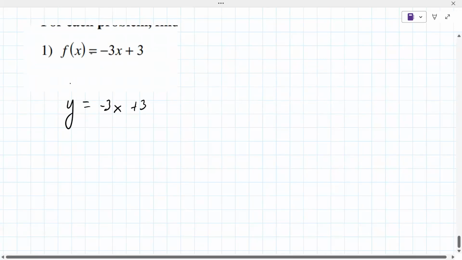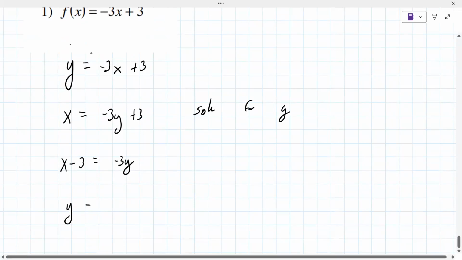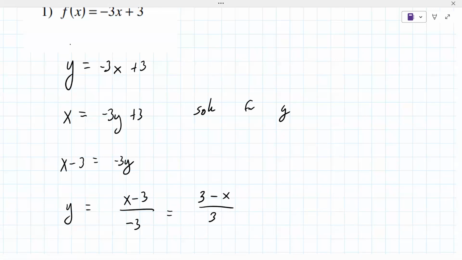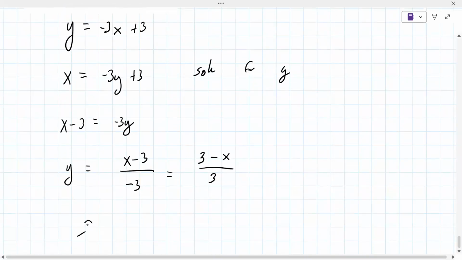Okay. So, do you remember how to find an inverse? I do not actually. So you switch x and y, and then you solve for y. Okay. And so you end up getting y equals x minus 3 over negative 3. And if you want to make this pretty, which sometimes is preferred, you move that negative up, so it ends up being 3 minus x over 3. Now, this is the inverse function.